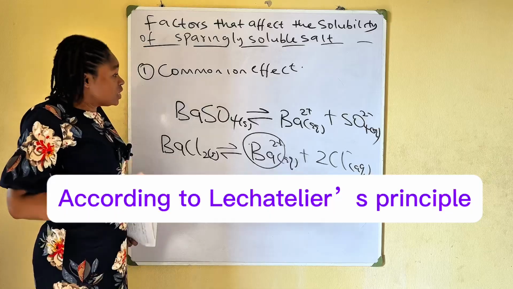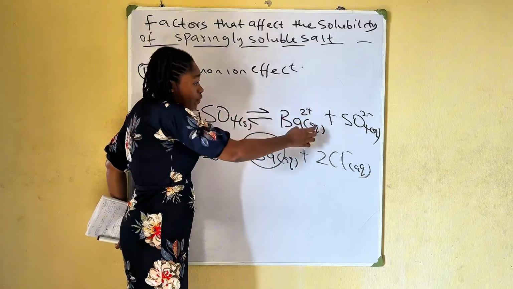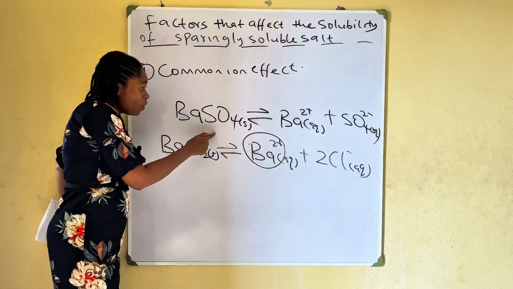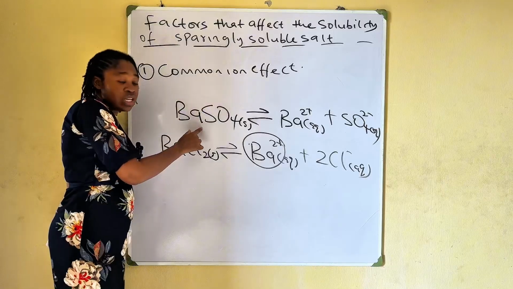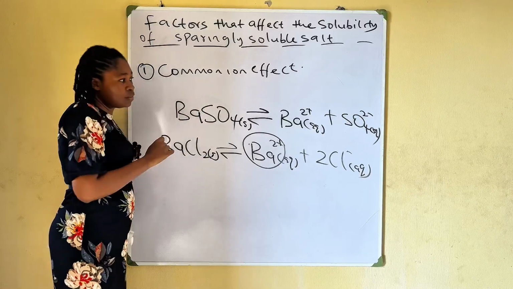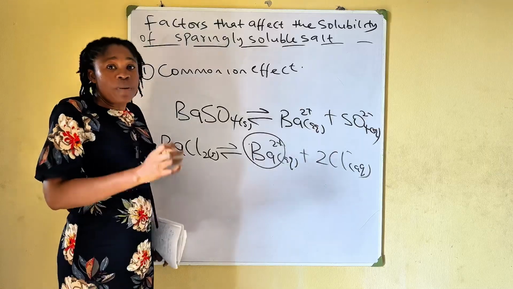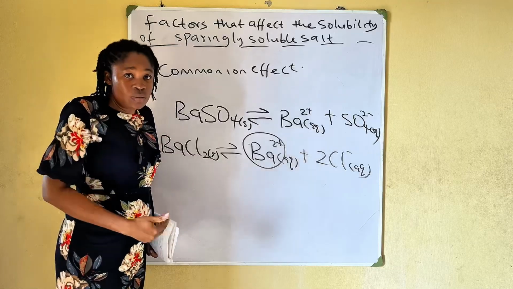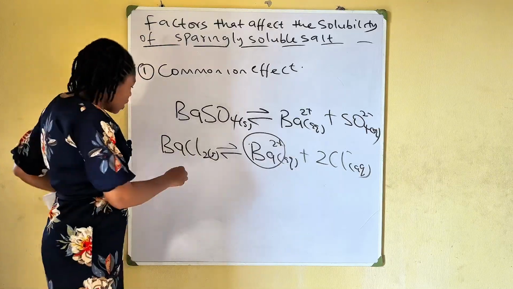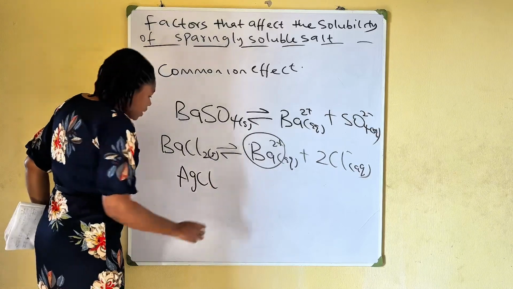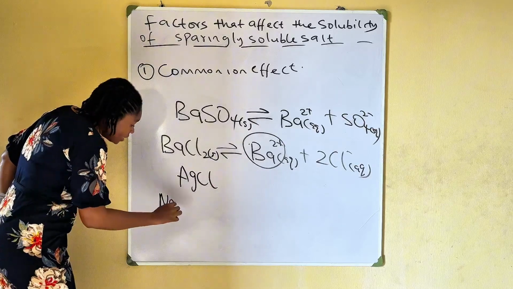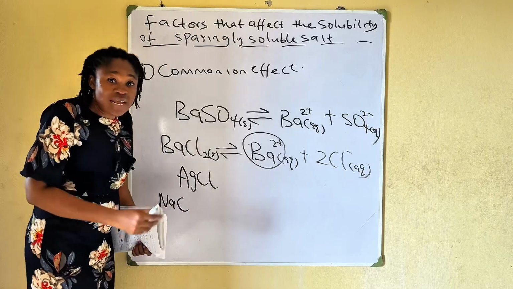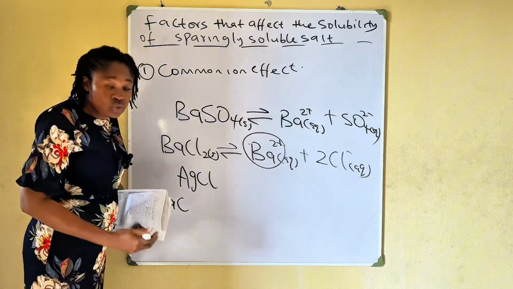According to Le Chatelier's principle, if you increase the concentration of the product, the equilibrium is going to shift to the left to favor the formation of solid barium sulfate. So the solubility of barium sulfate will decrease in the presence of its ion. That's what we call the common ion effect. Look at silver chloride. If I introduce sodium chloride into a saturated solution of silver chloride, the solubility of silver chloride will decrease. It's going to reduce.